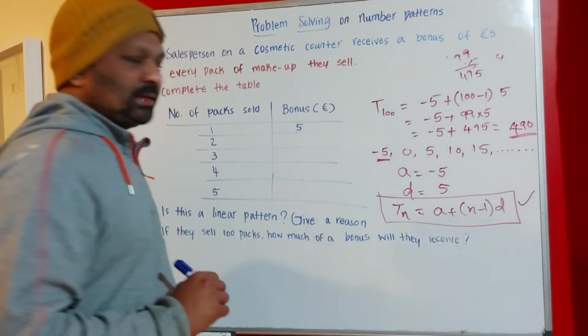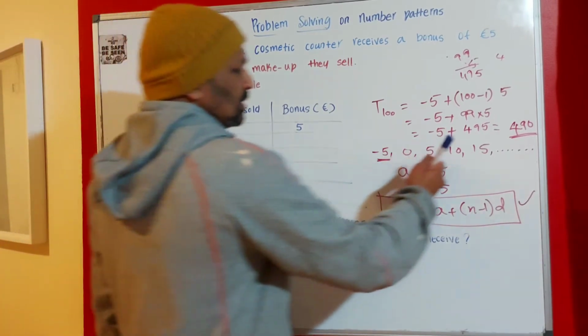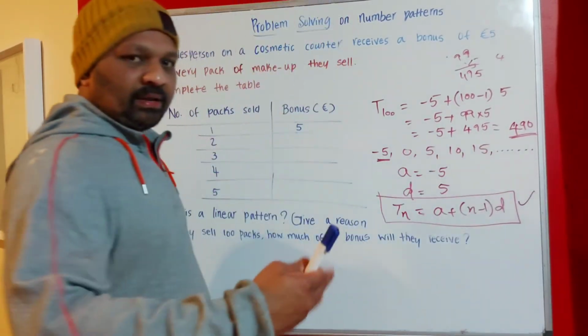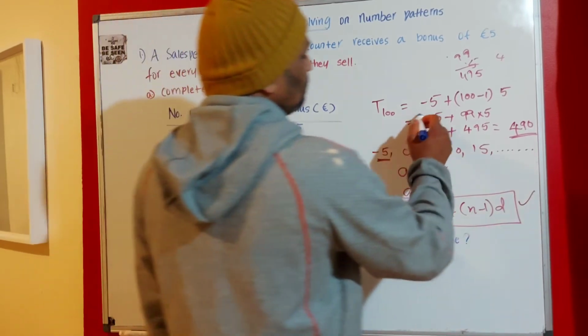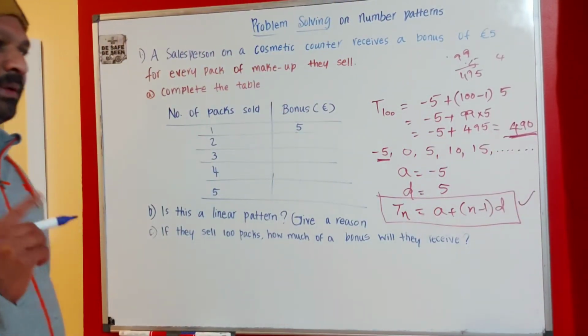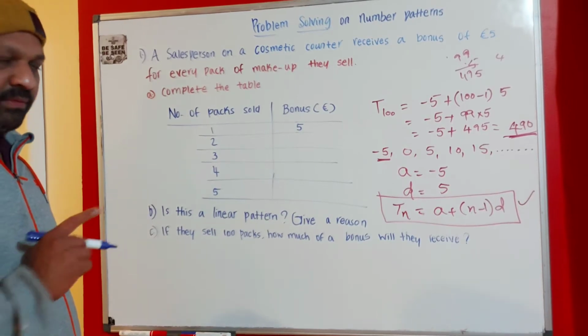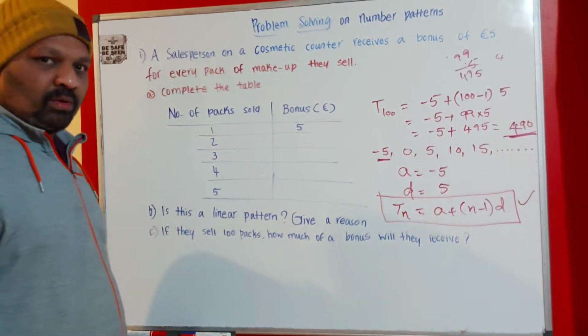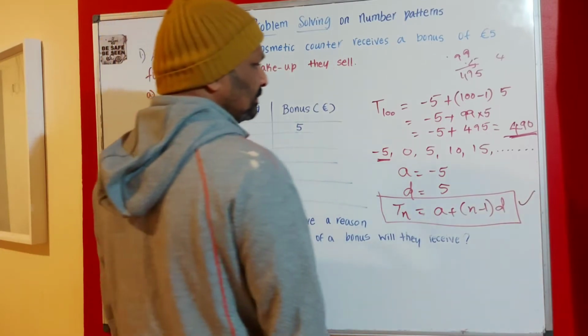490. So that is the answer. See, instead of calculating each term by term, simply using this formula, I figured out that the 100th term is going to be 490. If you want to verify it, you can verify it.